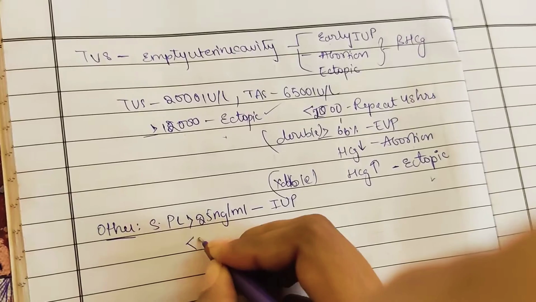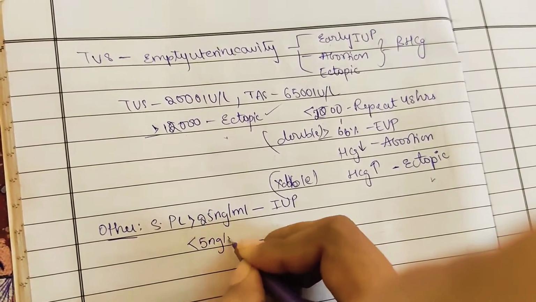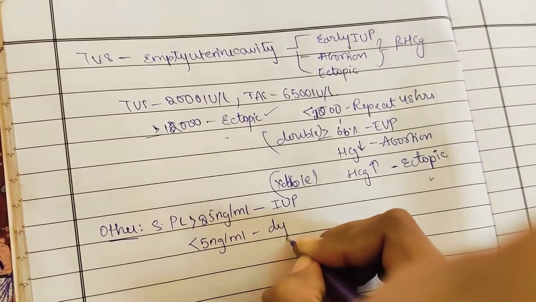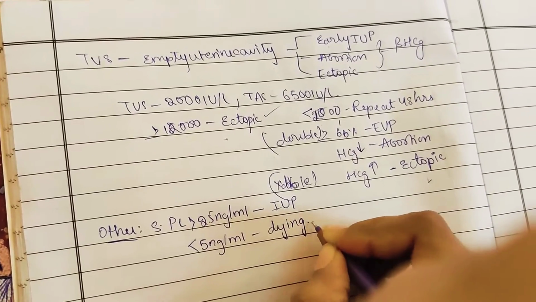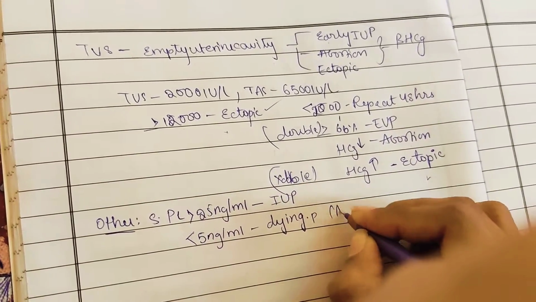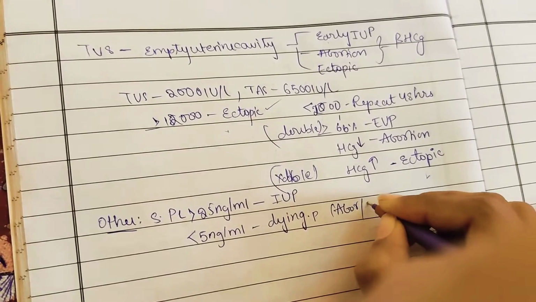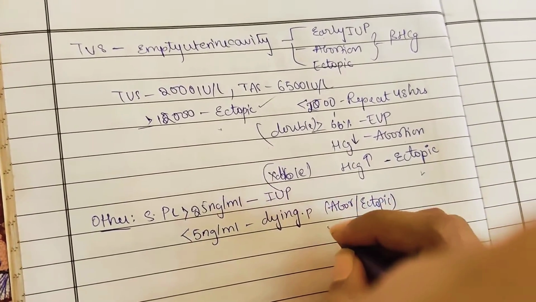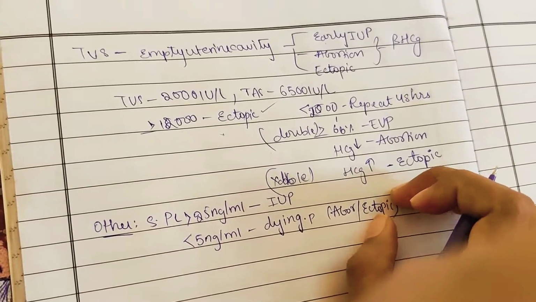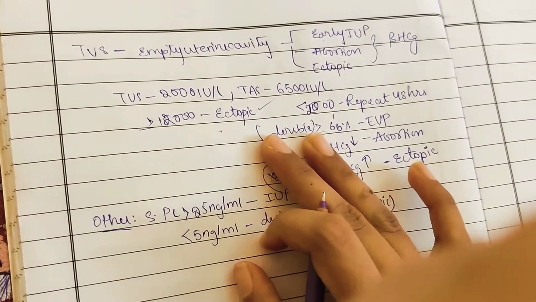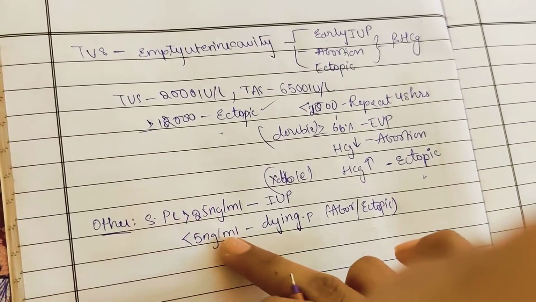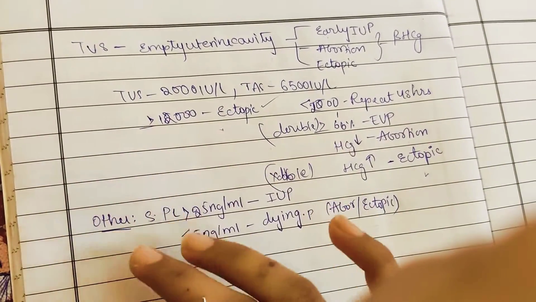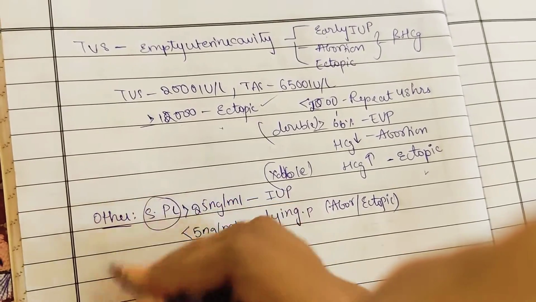If the value of progesterone is less than 5 nanogram per milliliter, it indicates a dying pregnancy. Dying pregnancy is nothing but abortion or ectopic. We call it dying because in both cases the fetus will die, right? So greater than 25 means intrauterine viable pregnancy, less than 5 means dying pregnancy. So this is another investigation, like serum progesterone levels.